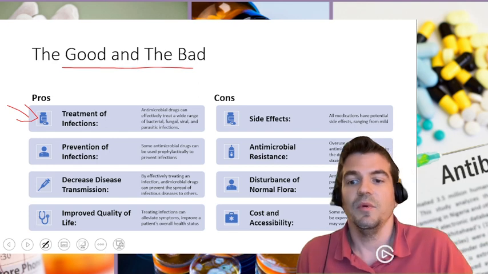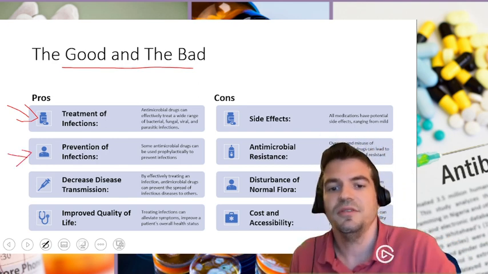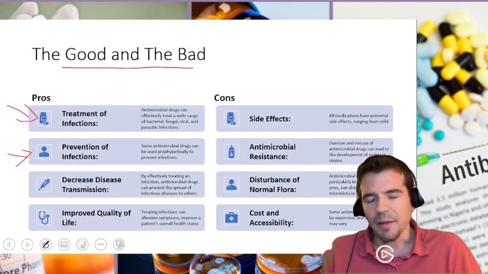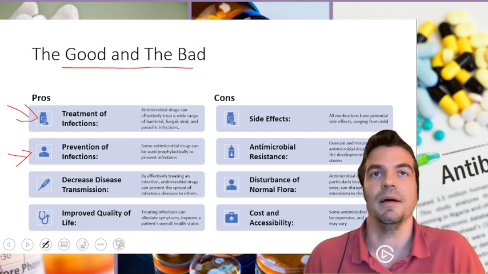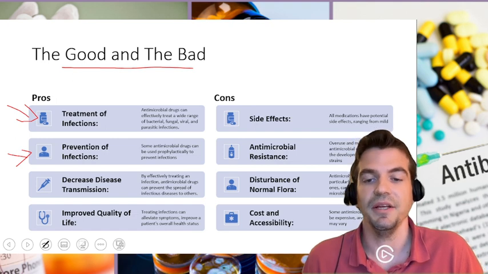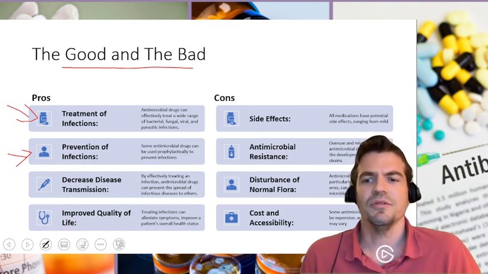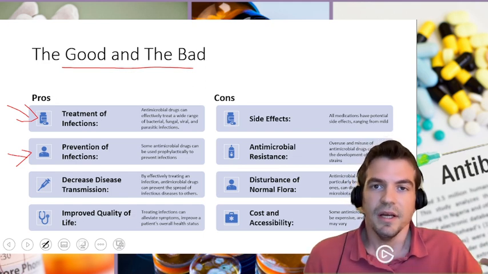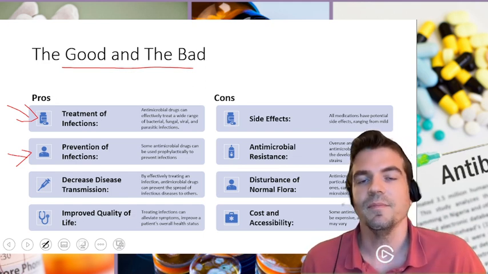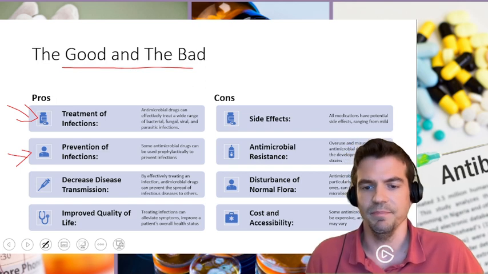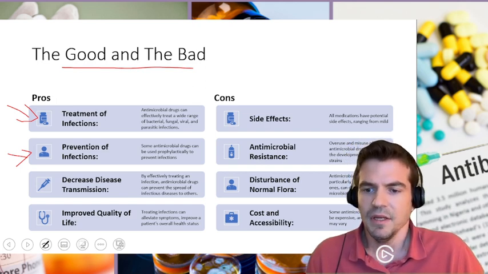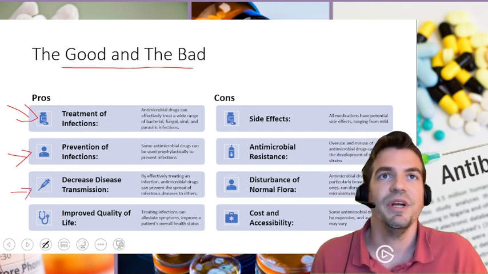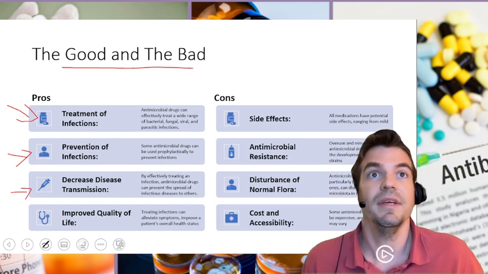We can also take some drugs to prevent infections. We can do PrEP, which stops some things like HIV, but there are also some cold and flu type drugs you can take beforehand if you think you're going to be exposed. We can also decrease disease transmission: if we treat it before you spread it, we improve quality of life. Get it out of me, right?